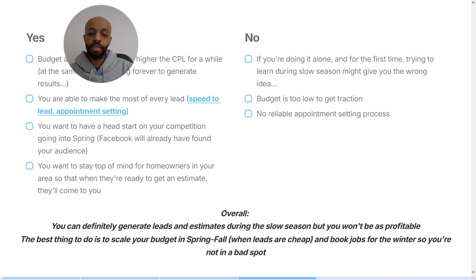The best thing to do is to scale your budget in the spring all the way up to the fall until maybe you get diminishing returns. And like I said, in the spring and fall, that's when leads are going to be cheap until you get diminishing returns. And during that time, just book jobs for the winter. Book jobs for the time when the leads are going to be more expensive. Now, obviously, you might have to maneuver some things around to get people to agree, but it can definitely be done. Maybe even offer them an incentive. You know, if you paint with us in November, December, whatever it is, we'll have you ready for the holiday season. A lot of people will take you up on that offer.